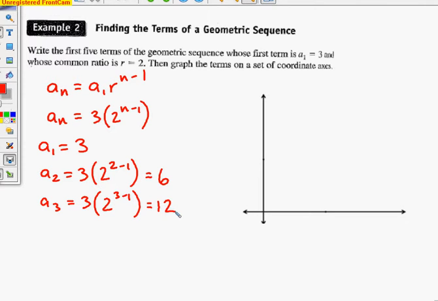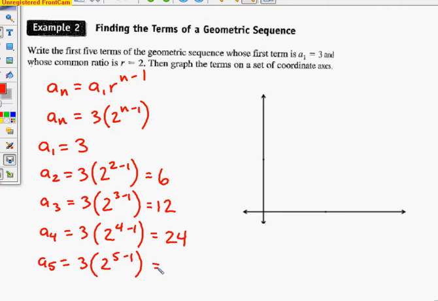There you go. a sub 4 is 3 times 2 to the 4 minus 1. 4 minus 1 is 3. 2 to the third is 8. 8 times 3 is 24. Again, 2 times 12. And then a sub 5 is 3 times 2 to the fifth minus 1. This will come out to be 48.